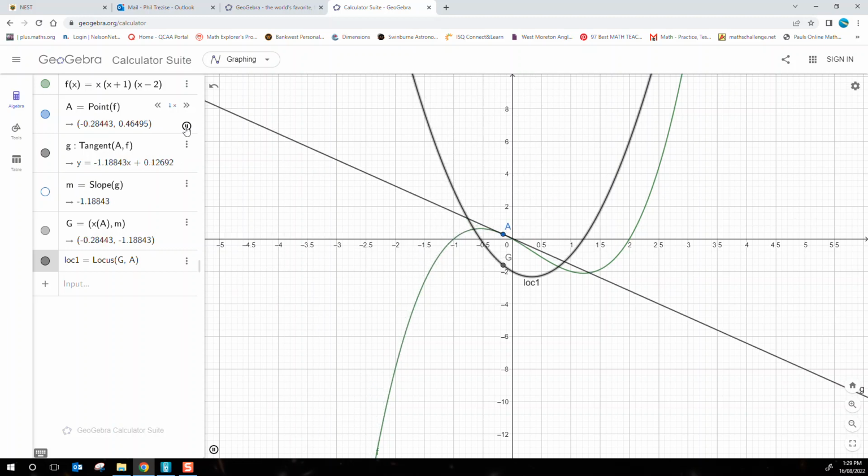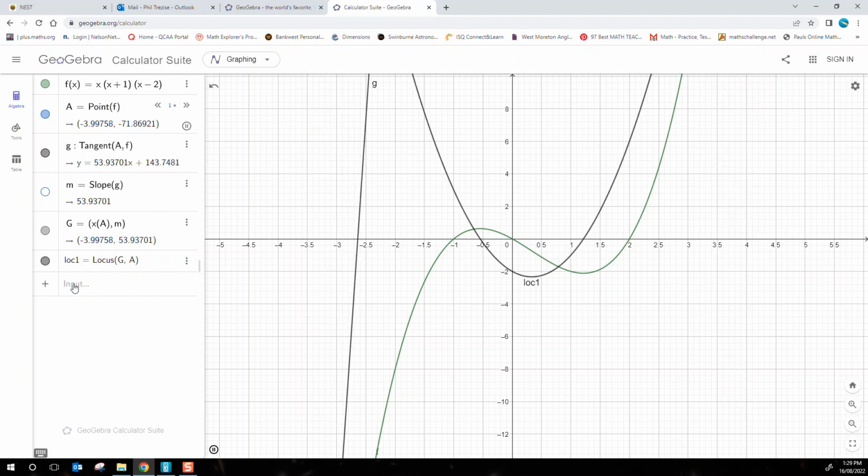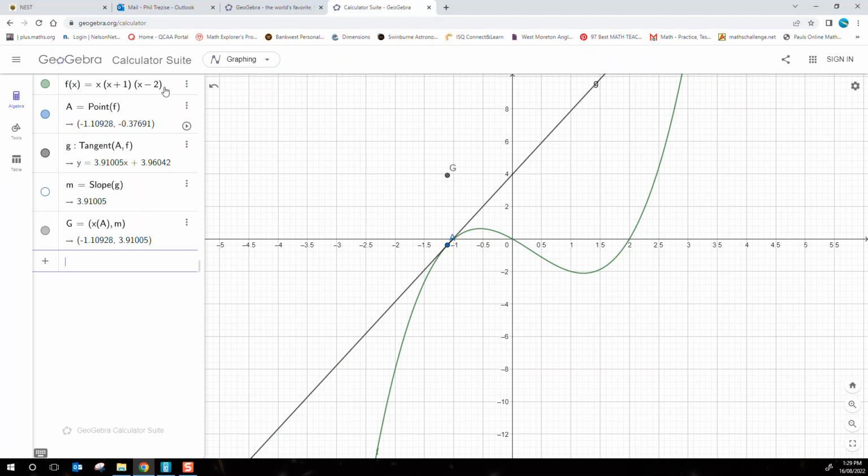And here we go again. So that's one way to find the derivative function using this locus command. I'll show you another way as well. I'll take that one away. My original function f of x, which I just typed in as a cubic polynomial, GeoGebra is clever enough to understand the notation f dashed x.